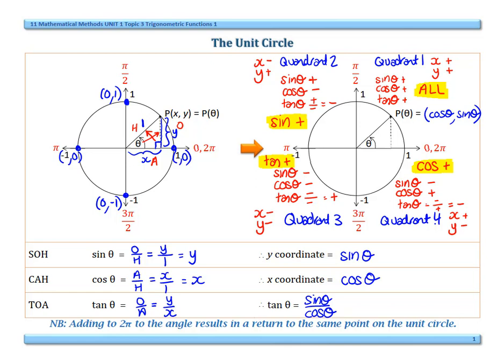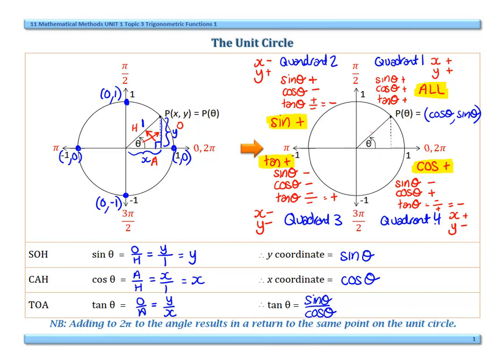Now, another point to note is that if I start at this point here on my unit circle and I go all the way around one whole revolution, so 2 pi, I end up at the same point or the same angle. Okay, so as I've got down the bottom, adding 2 pi to the angle results in a return to the same point on the unit circle.